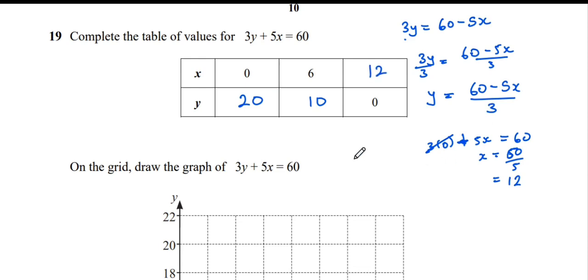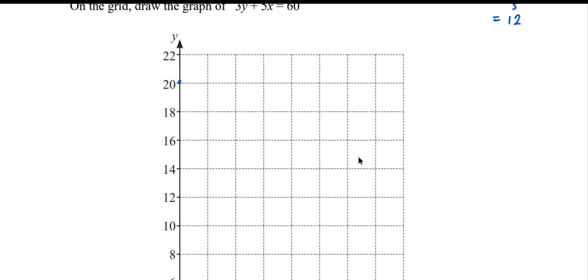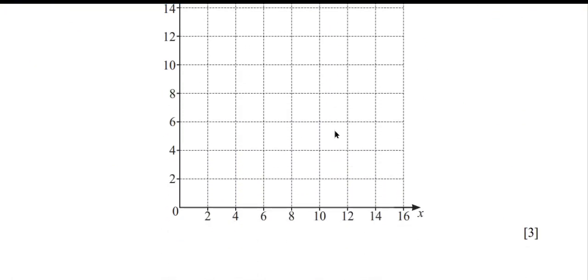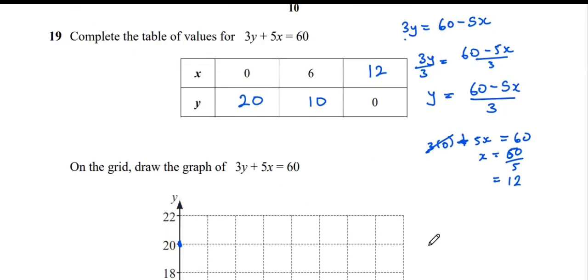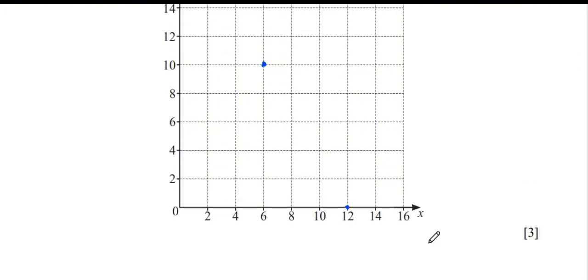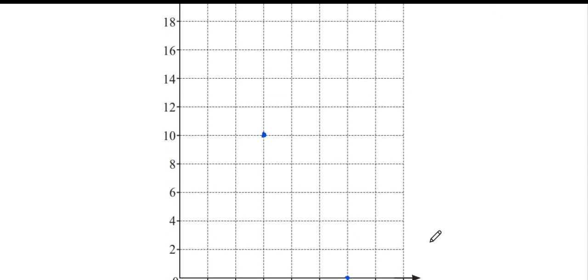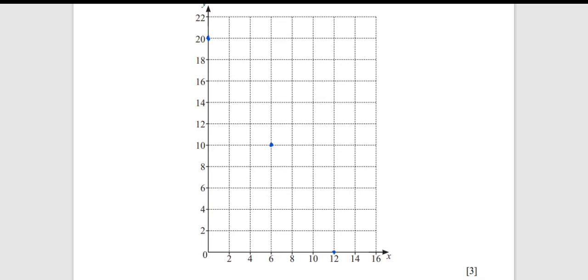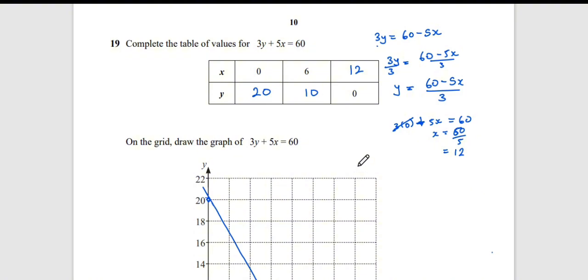With this now, we can come down here and plot our graph. When x is 0, y is 20. That is this point on the axis of y. When x is equal to 6, y is 10. So this is 6 here, raise it to get to 10. And when y is 0, x is 12, which is here. All we need to do is use our straight ruler to join the points that have been created. Using my straight ruler, I have done that. So that's all for that question: just join the points that you have located from your table. That's how to solve that.